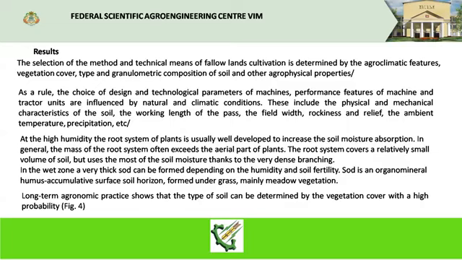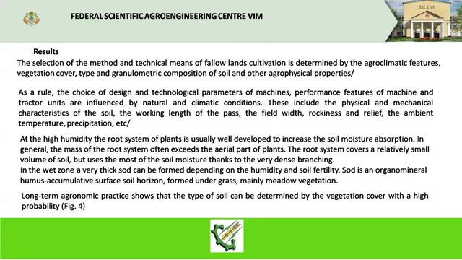At high humidity, the root system of plants usually develops to increase soil moisture absorption. In general, the mass of the root system often exceeds the aerial parts of plants. The root system covers a relatively small volume of soil, but uses most of the soil moisture thanks to very dense branching. In the wet zone, a very thick sod can be formed depending on the humidity and soil quality. Sod is an enormous humus-accumulative surface soil horizon, formed under grass, mainly meadow vegetation.